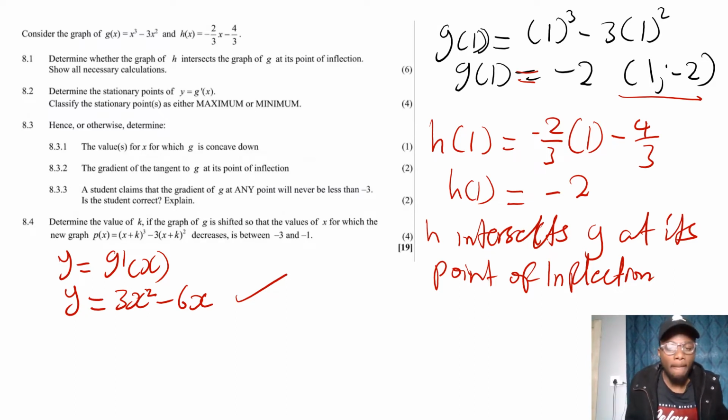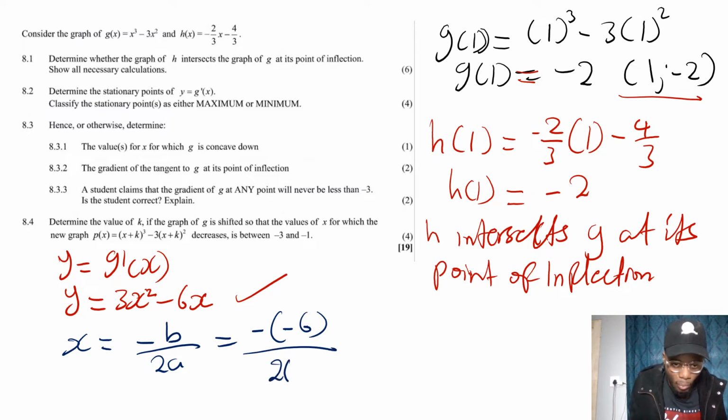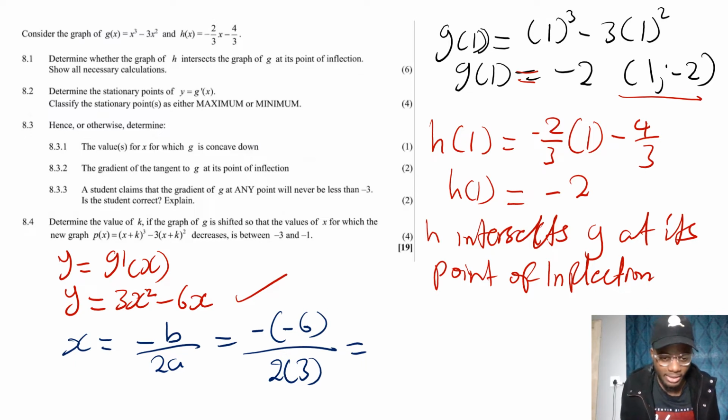Don't forget that. You can use minus b over 2a or use the derivative way. I can differentiate these things fine, but let me use the other method, minus b over 2a, because it's a parabola. Then our b here is negative 6 over 2 multiplied by 3. This will give us 6 divided by 6, which is 1.